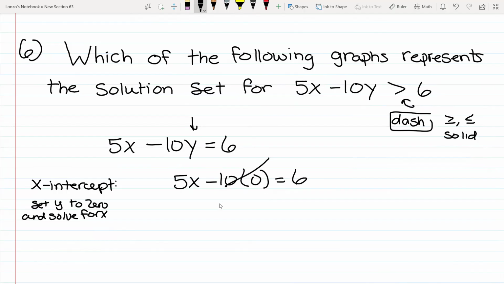So this zeroes out, and now you're left with 5x equals 6. Then divide this by 5, divide this by 5, and you get x equals 6/5, which is 1.2. Okay, so if you want to write this as a coordinate, that's fine. It would be (1.2, 0).